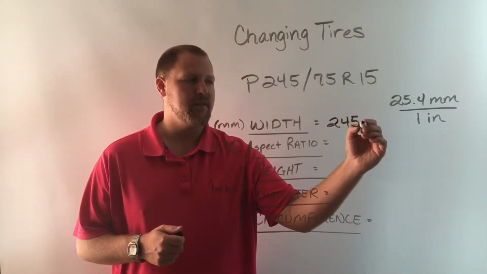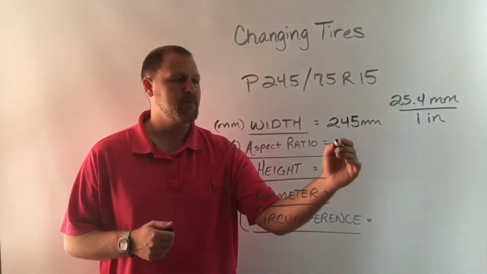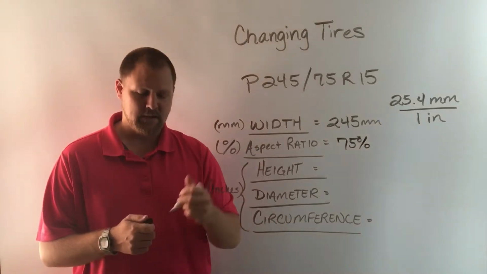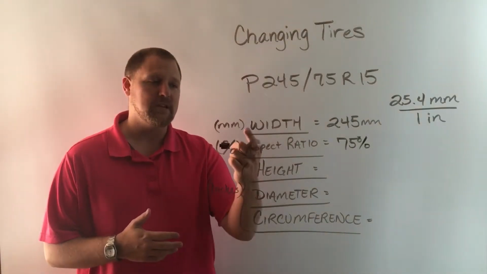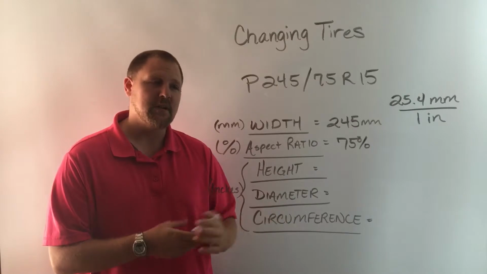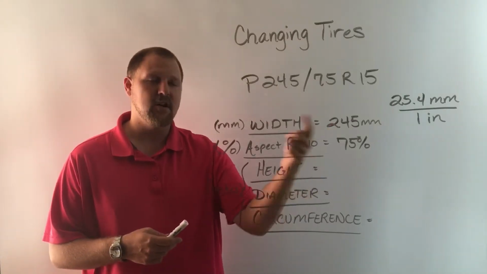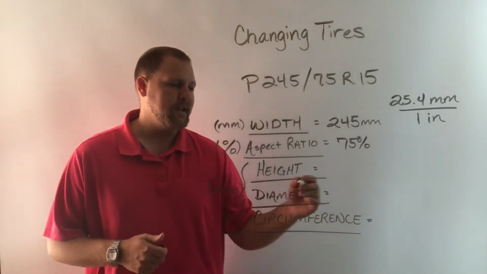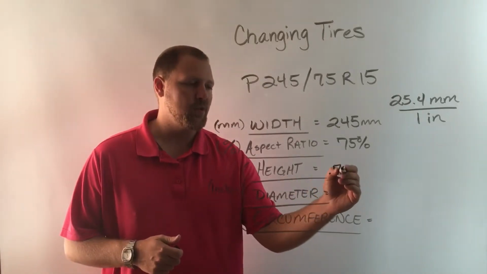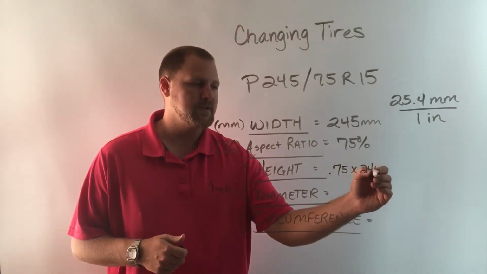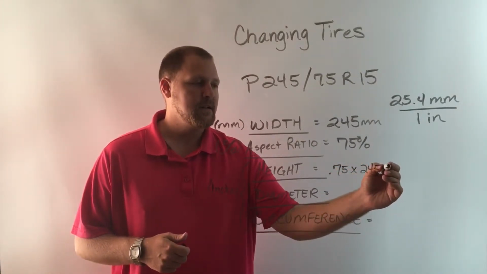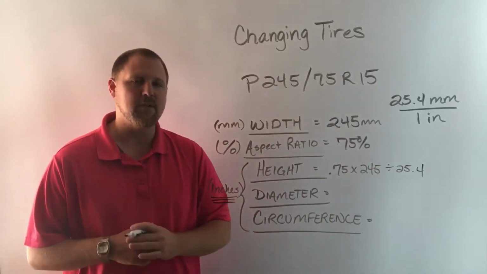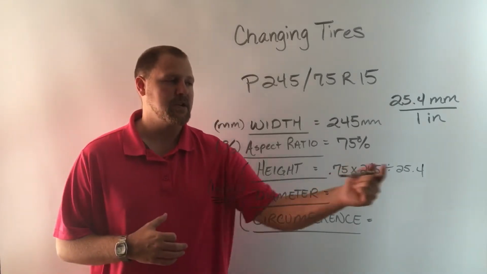So here we're given the aspect ratio and the width. So we have 245 millimeters for the width, and we have 75% aspect ratio of height to width. Now, one thing that is consistent is width is the larger measurement because the height is 75% of the width. That means the height is going to be a smaller measurement. So whenever we calculate this, we have 75%, so we do 0.75 times 245 millimeters. And then we need to divide by 25.4 because we want to change height, diameter, and circumference into inches. So we're going to divide by 25.4.